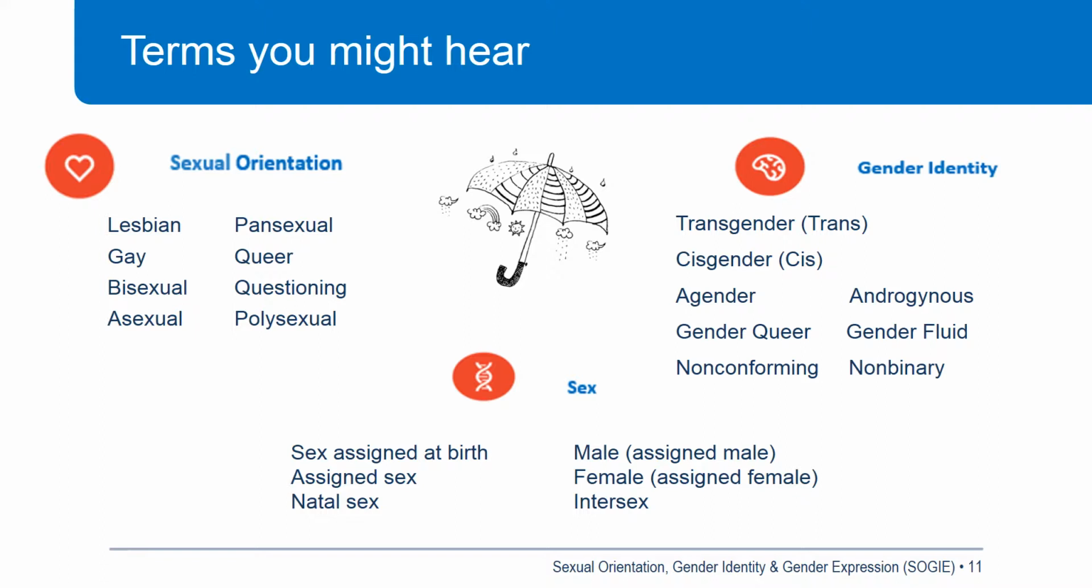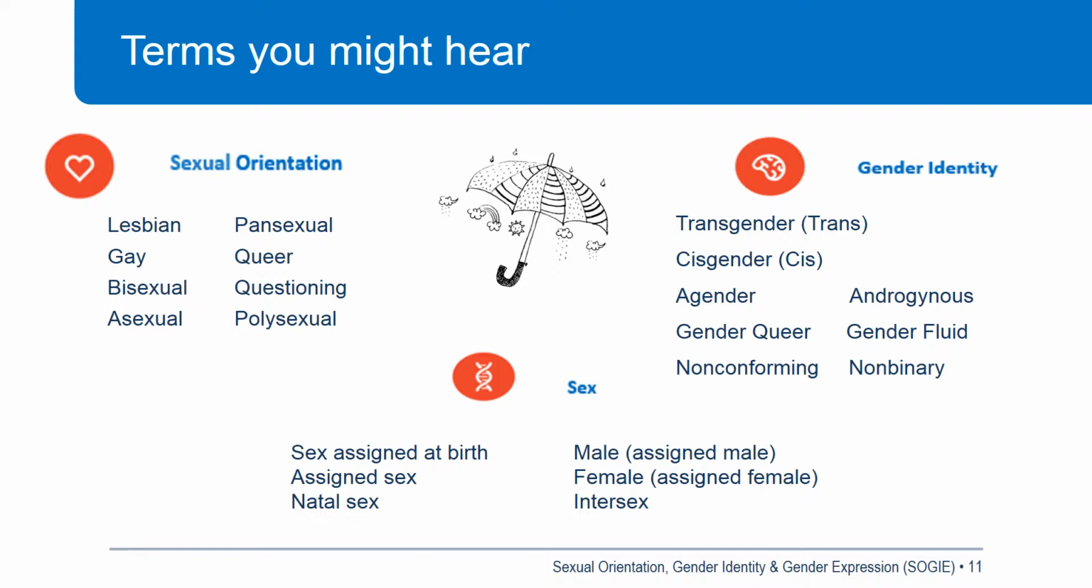And then on the other side, we have gender identity, where we have some of the ways that people express themselves, remembering, as we said, that some people will identify as non-conforming, non-binary, genderqueer or gender fluid. And with sex, we refer to sex assigned at birth, and sometimes you will see that defined as sex assigned at birth, assigned sex or natal sex. And also we have intersex on this umbrella.